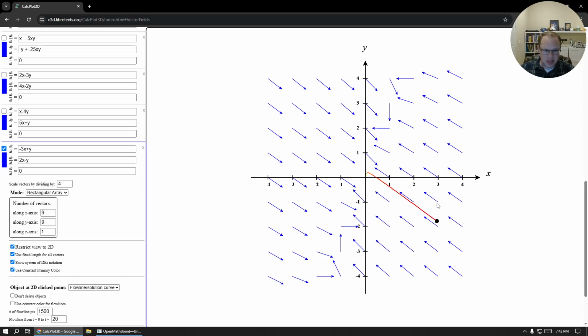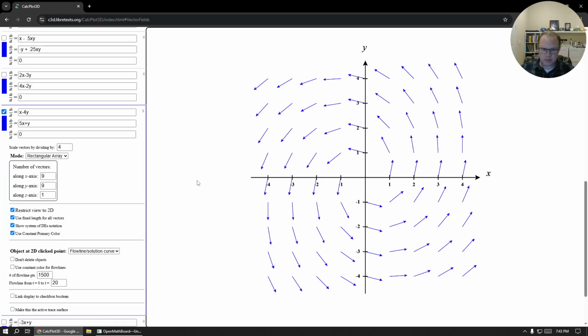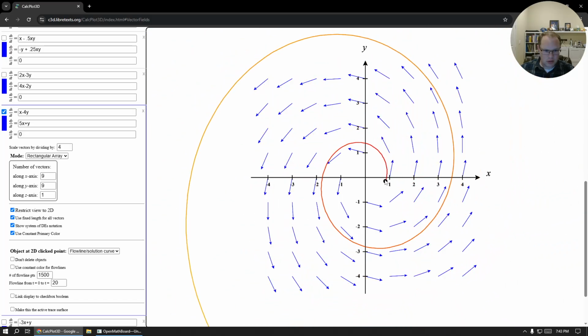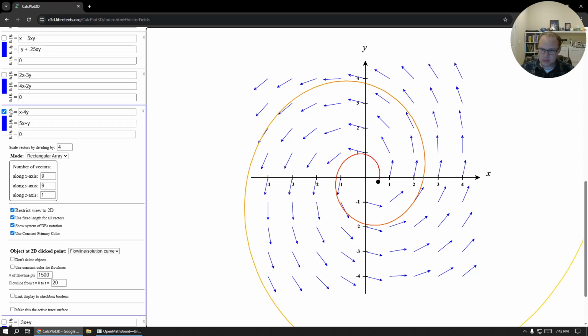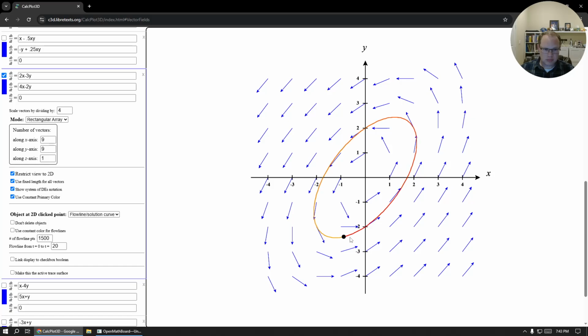And this one kind of gets stuck. If you look at the flow line, it all flows towards the origin. Here's another one that swirls around, and it swirls outward. Similar, but more stable. Okay, unlike the last example, a particle in this vector field wouldn't flow outward, but it would stay in an elliptical orbit.